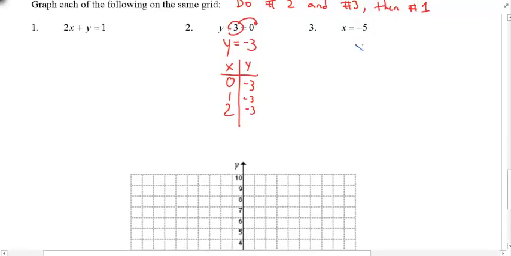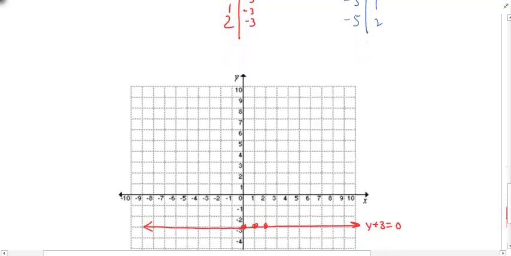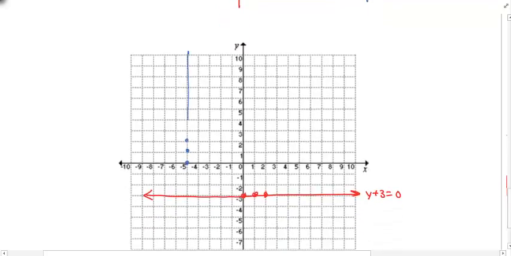x equals negative 5. If I just make a nice table of values, you can choose anything for y, so 0, 1, 2 again. So here what I'm saying is x is negative 5, y is 0, x is negative 5, y is 1, x is negative 5, y equals 2. Yeah, you should get your nice vertical line. So here's x equals negative 5.